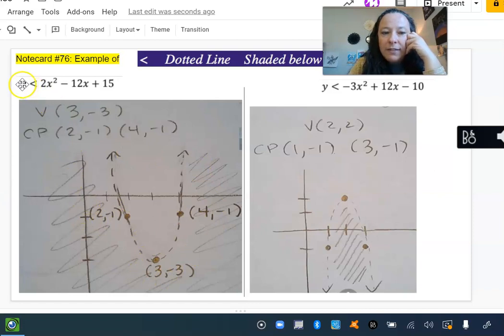If I plug 0 in, I'd have 0 less than 15. Is 0 less than 15? Yes. And so this is where (0, 0) would be, and I would shade all of that part around the parabola. Okay, so let's try (0, 0) here. 0 less than negative 10. That's not true. So (0, 0) is right here. That will not be shaded, so I would have to shade inside the parabola.